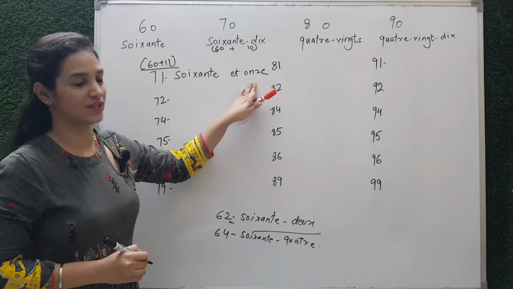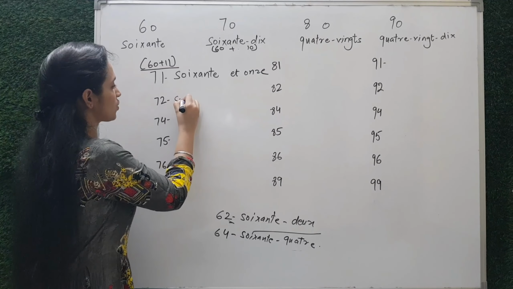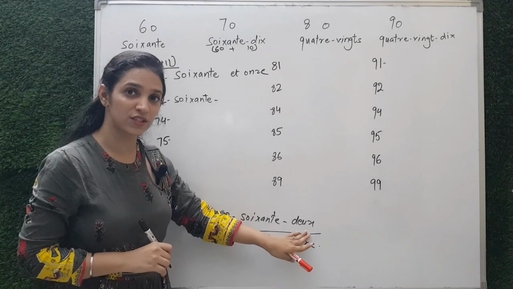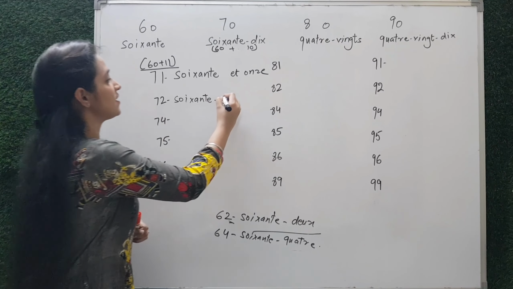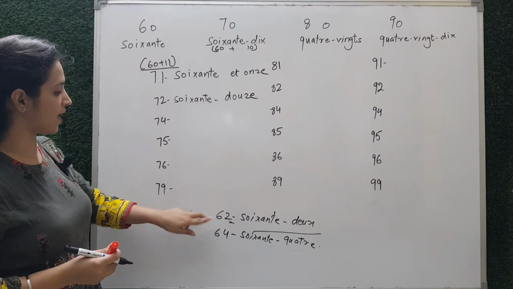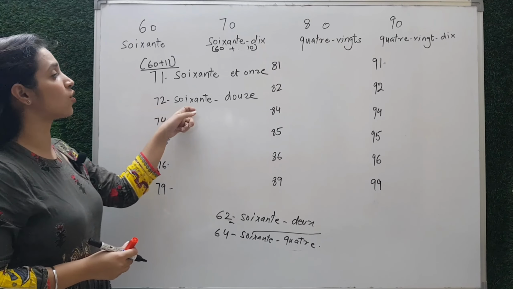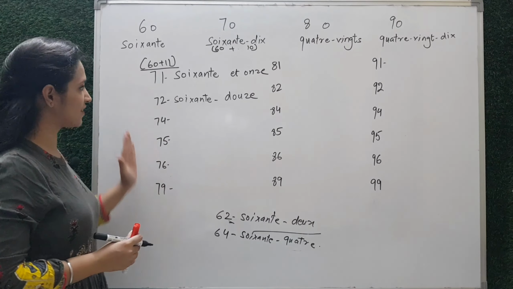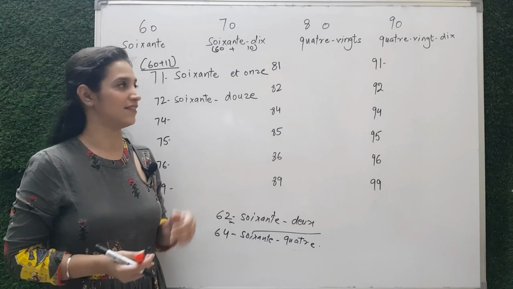Soixante et onze. So next number would be 72. What will it be? Soixante. We will have to write the number over here. We will write douze. 12 is douze, D-O-U-Z-E. You see the difference over here. In 62 it is soixante-deux and in 72 it is soixante-douze. So this is the difference. So remember, in the 70 line we will be using numbers from 11 to 19, right?